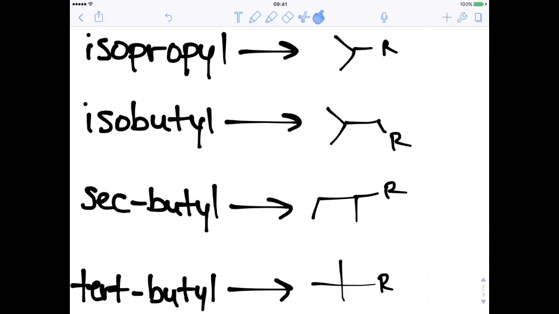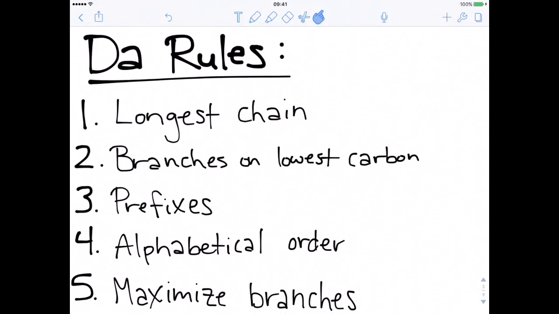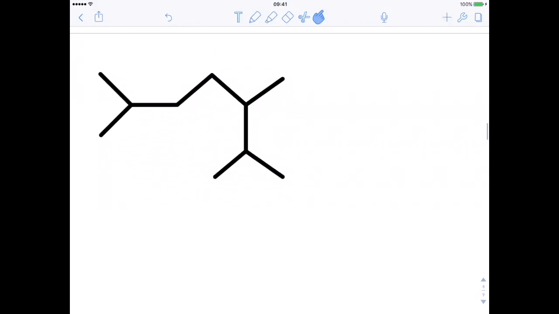Now to begin, there are 5 rules that you always need to follow when naming. The first rule is always find the longest chain first. It's the first thing you should ever do. The second is that the branches should be at the lowest possible carbon. The third being add prefixes if there are multiple of the same branch. Fourth, place branches in alphabetical order. And then the fifth and final is maximize your branches. And this might sound confusing, but we'll get to it. We'll start with one example.